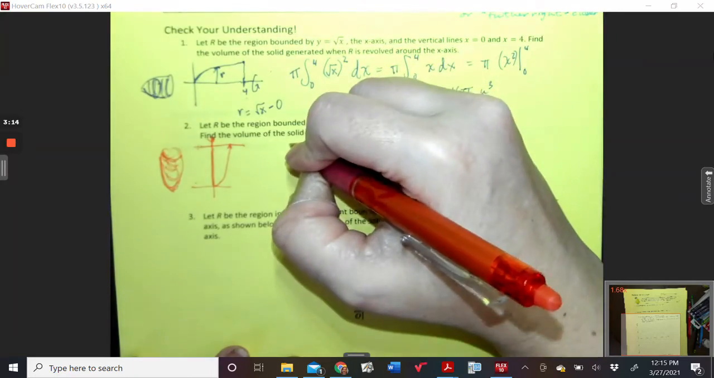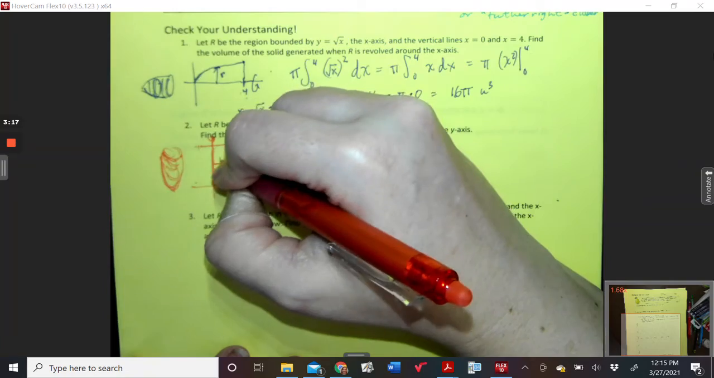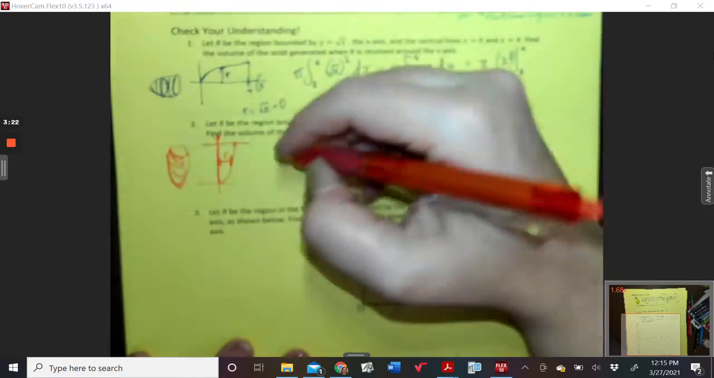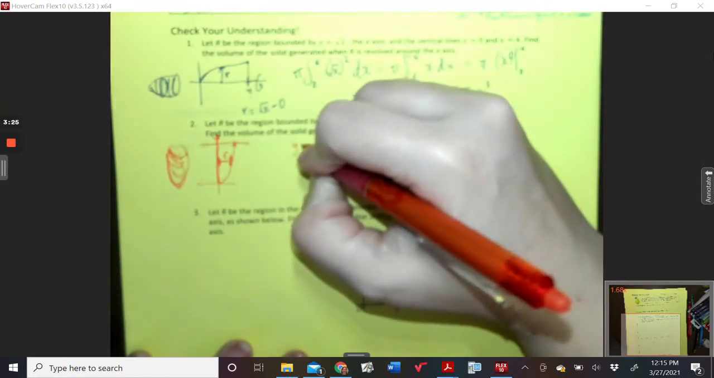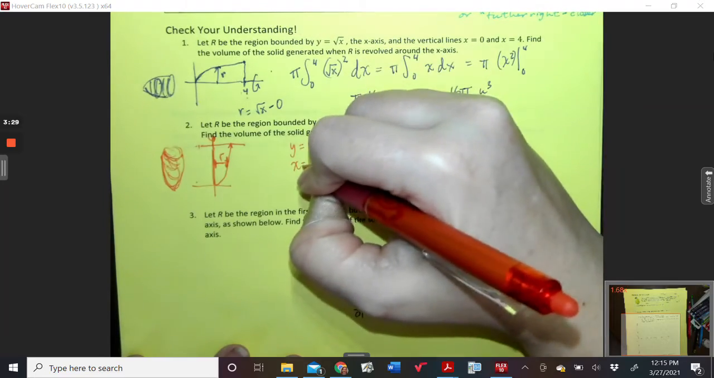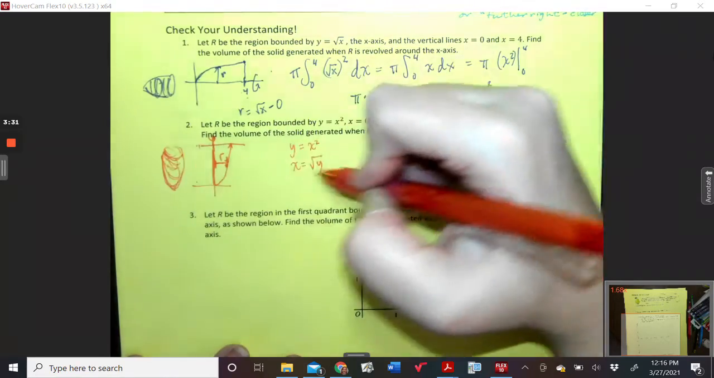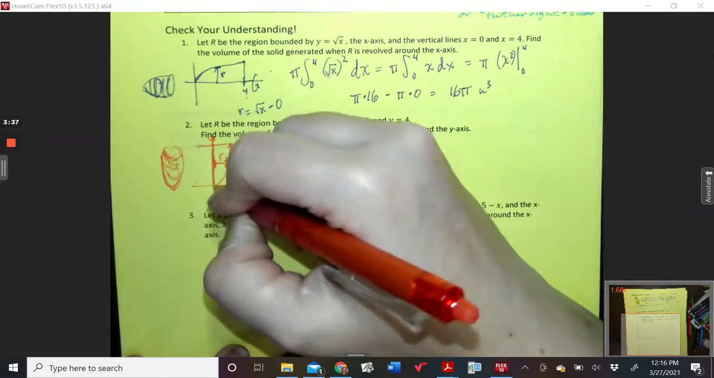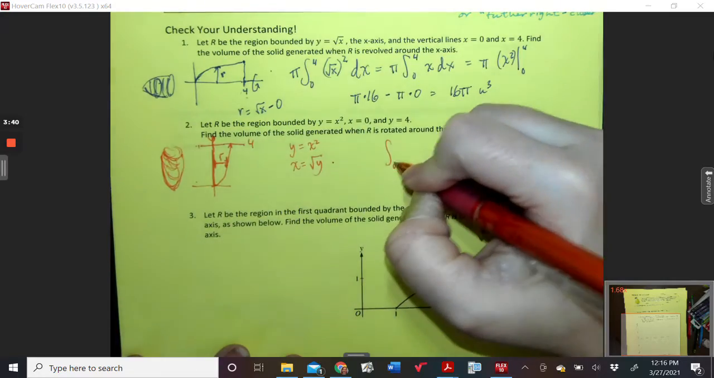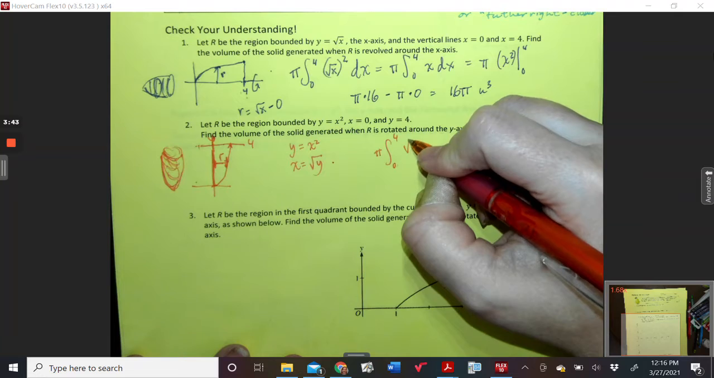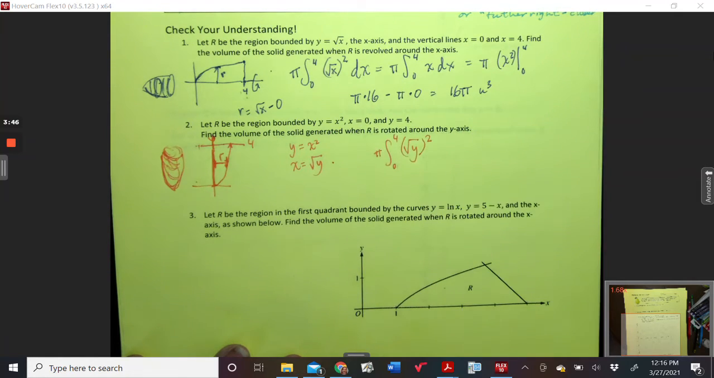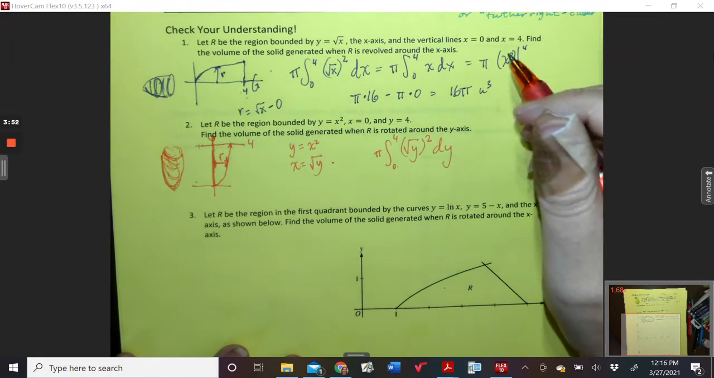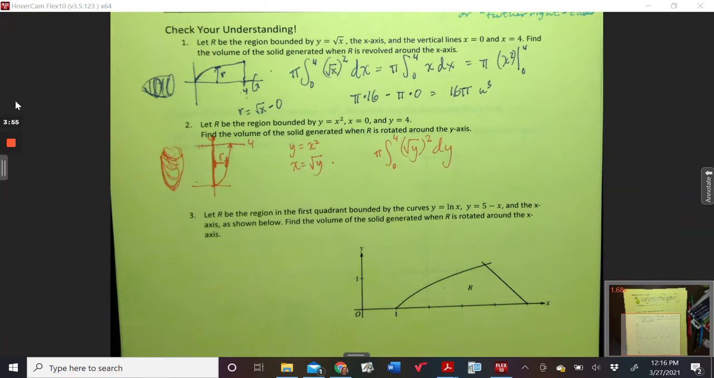And so I need to take this and solve it for y, because r is a horizontal slice, which means I need y alone, or x alone. And since I'm bounded here, I only need the principal square root. I'm going to be going from 0 to 4. Pi square root of y squared dy. Okay, take a look. See what you think.